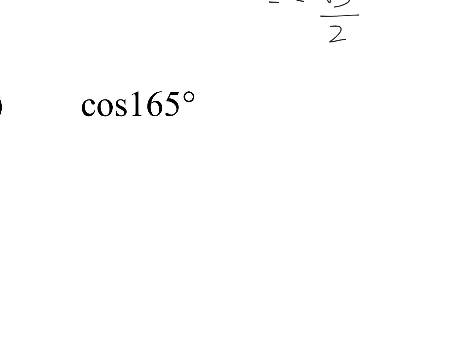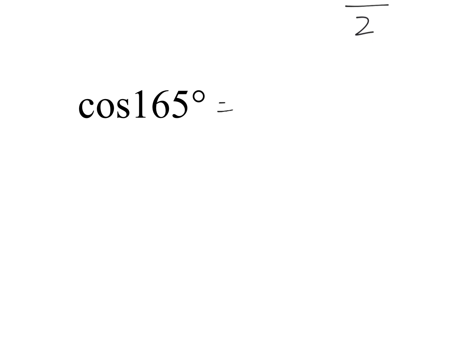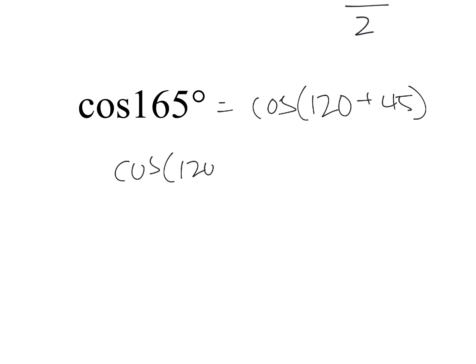Now we have cosine of 165. So again, this one could be done as half angle. I tend to think this is easier as 120 plus 45. And so we could use the cosine angle sum rule. So we get cosine of 120 times cosine of 45 minus sine of 120. Ooh, that's not right.